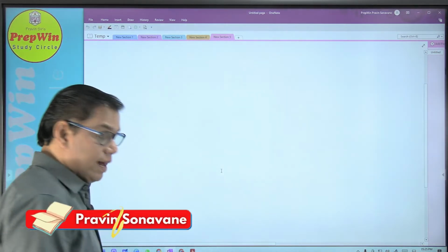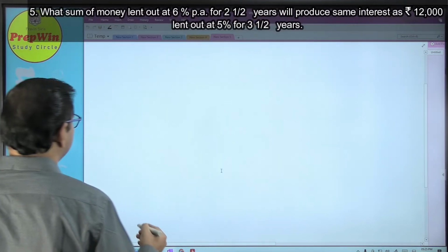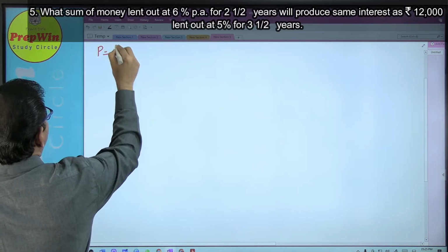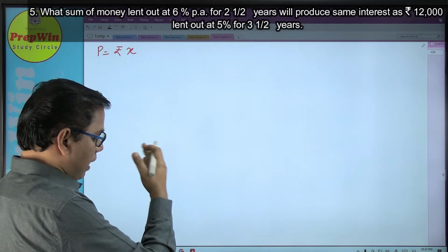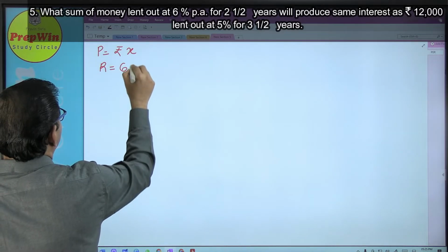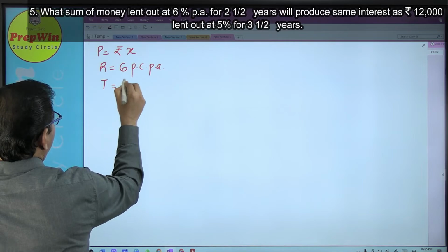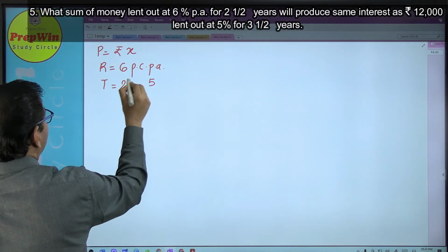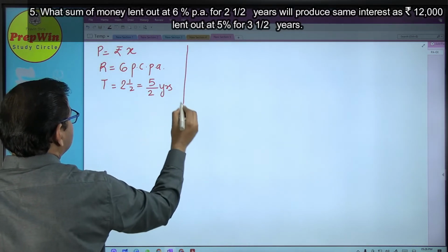Now what they are saying, there are two conditions, right? The sum of money let out. How much money is let out, that is unknown. I think we have to find out that only. P, we don't know how much is P. So I am assuming that as X. What sum of money? So P, principal, I am taking that as X. Lent out at 6% per annum, 6 percent per annum for 2.5 years. 2.5, mixed fraction I don't want. So I'll convert this into a fraction. 2 into 2 is 4 plus 1 is 5. 5 upon 2 years. This is the first part.